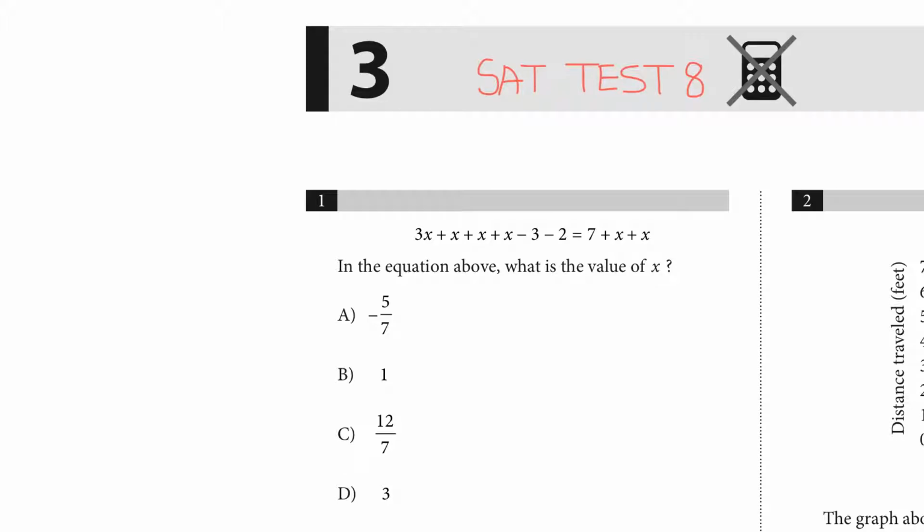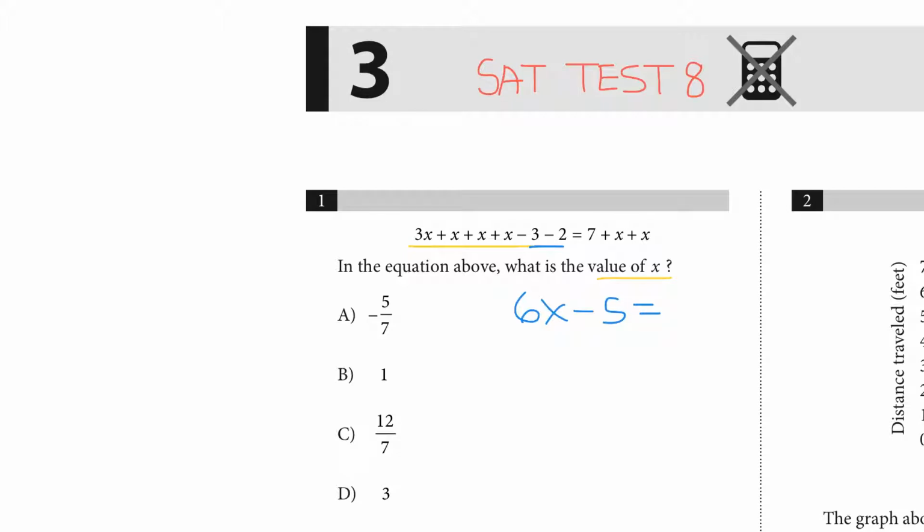All right, we're on section 3, SAT test number 8, non-calculator, problem number 1, and it says here that we want to find the value of x. So 3x plus x, so we've got to combine, there's a lot of x's there. All my x's live in Texas. 3x, 4x, 5x, 6x, so I have 6x on the left-hand side, and then I have minus 3, minus 2, combine like terms right there.